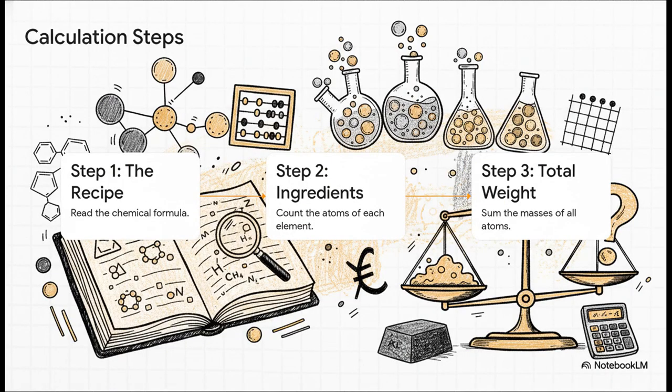And figuring it out follows a super simple three-step recipe of its own. First, we read the formula to see what we're working with. Second, we count up all of our ingredients, that is, the atoms of each element. And finally, we add up all their individual masses to get the grand total. So, let's give it a try.